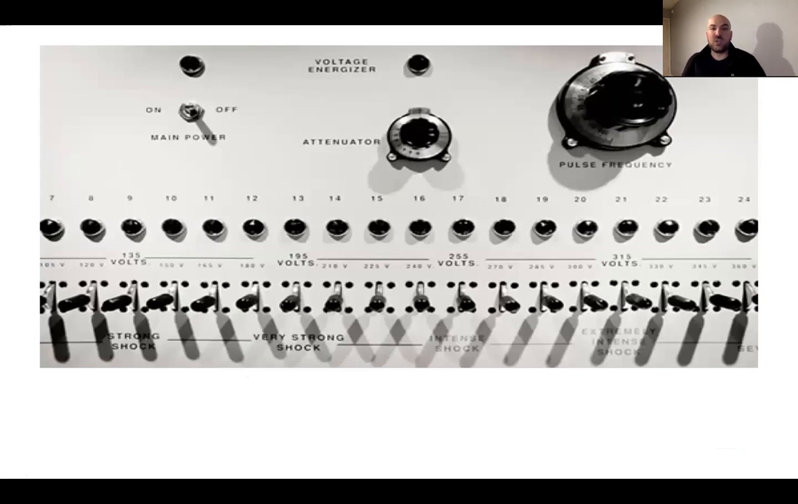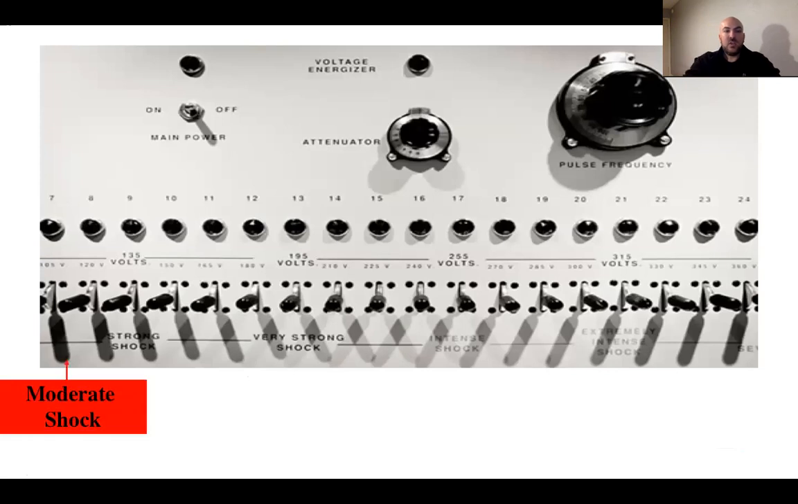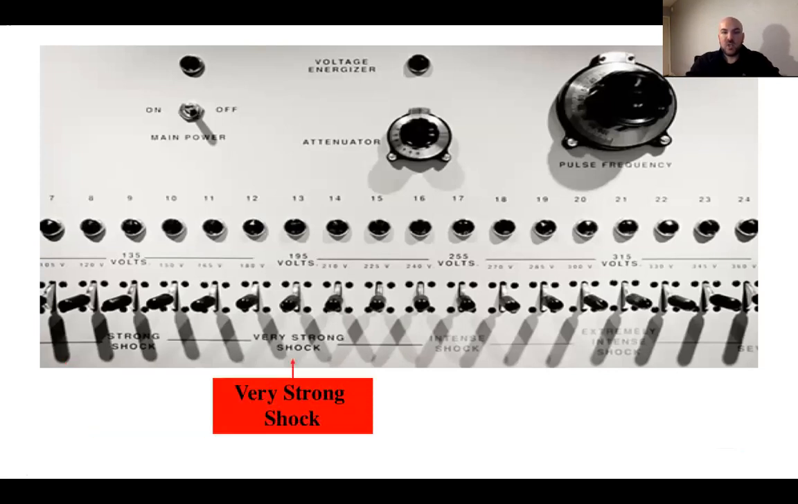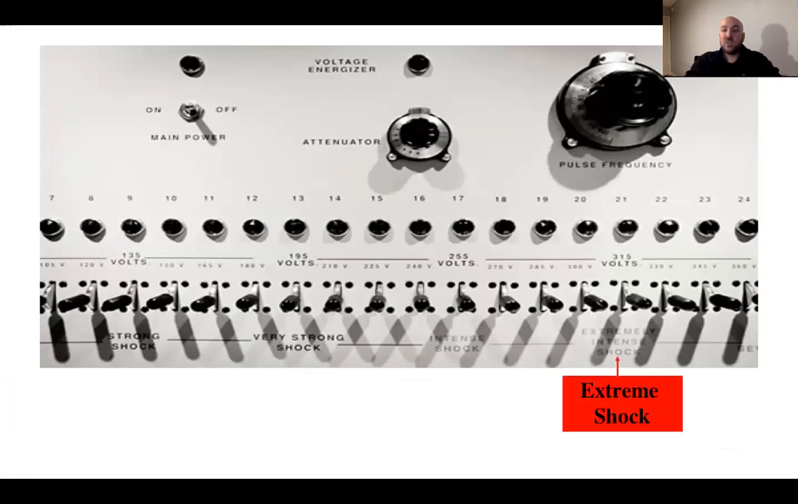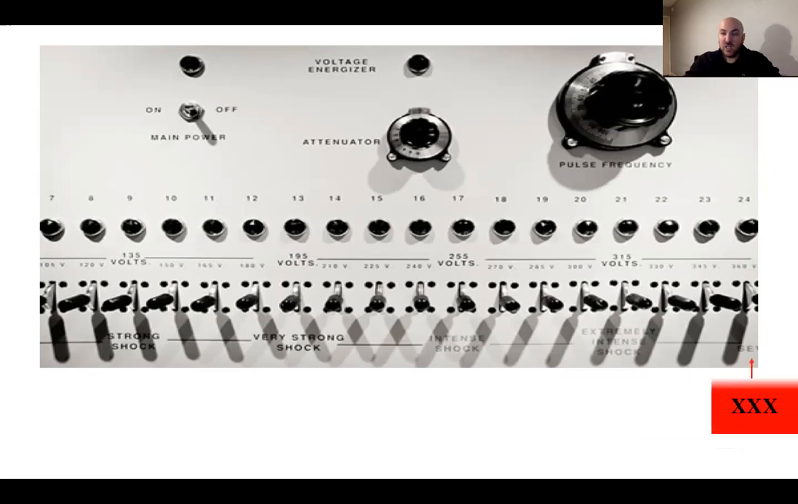And this is what the shock generator looked like. Here's a picture of it. You can see the little levers that the teacher would have to press down every time that the learner got the answer wrong. You can see some labels down here. At the bottom, it said moderate shock, strong shock, very strong shock, intense shock, extreme shock, danger, XXX at the top. Who knows what that means, but it must be something really, really bad.